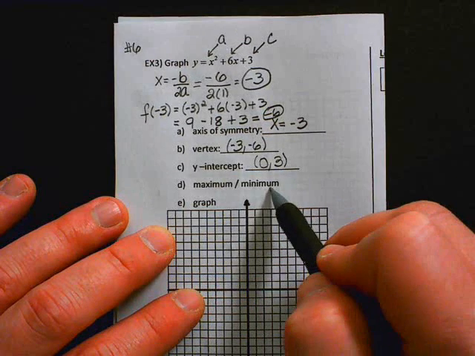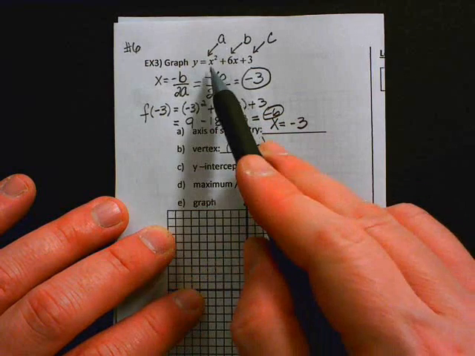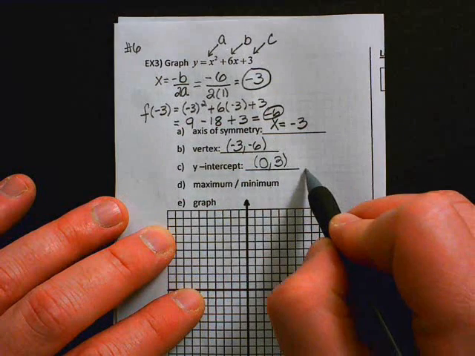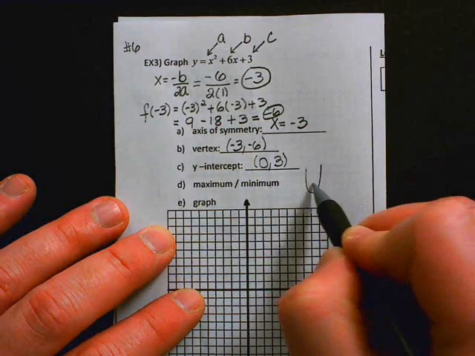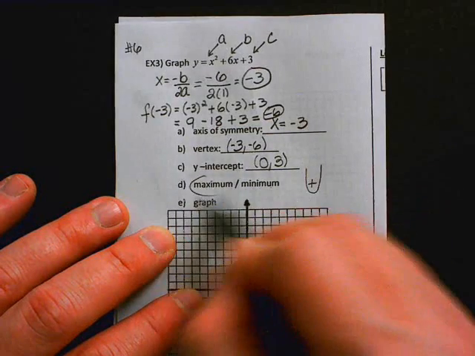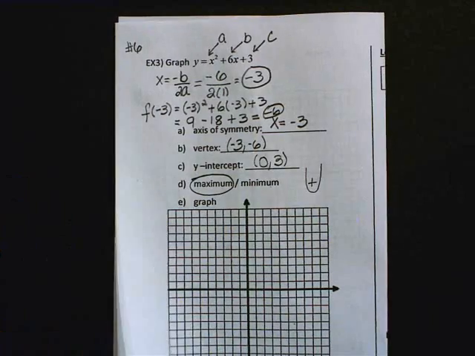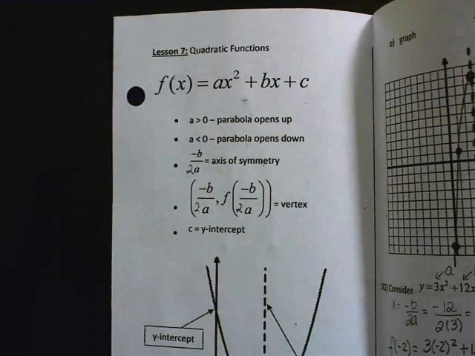Okay, do I have a maximum or minimum? The number in front of the x squared is a positive 1. So that means I have money in my pocket, so I have a smile on my face. So it's a minimum. Okay, and let me just check something here. Yeah, it's fine.